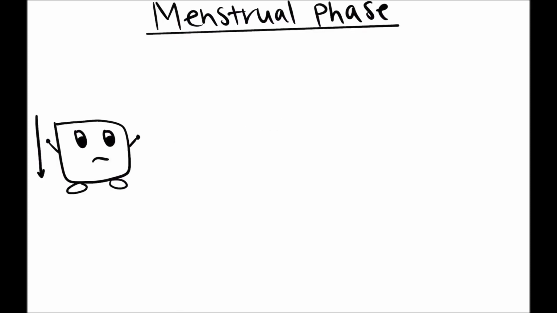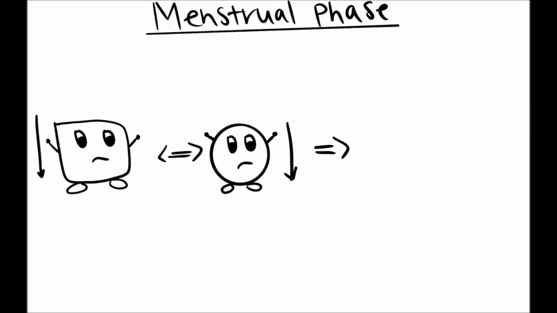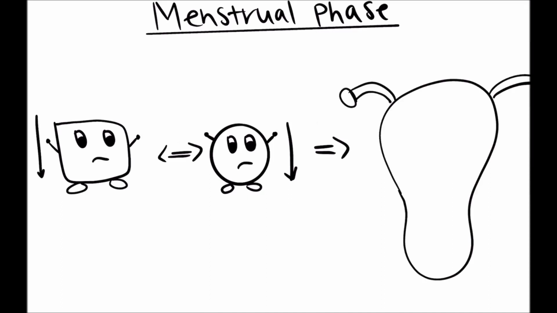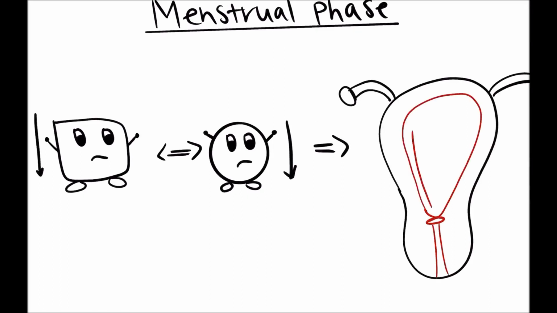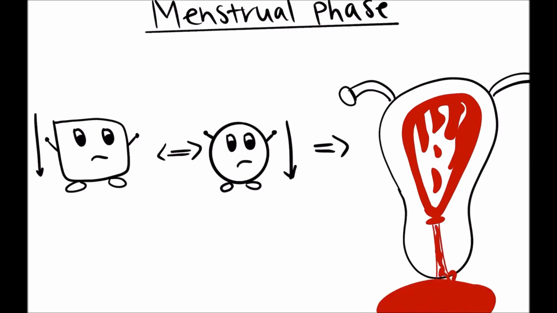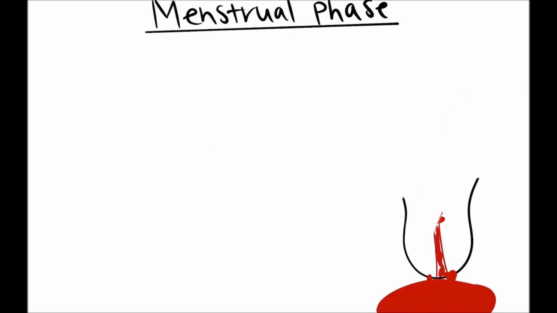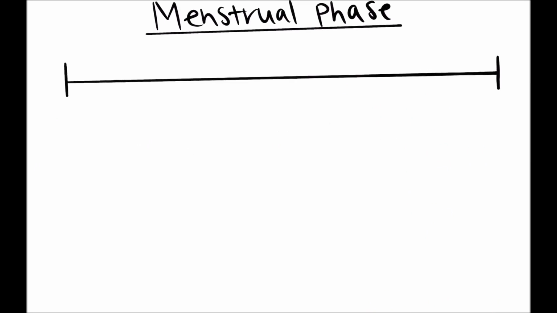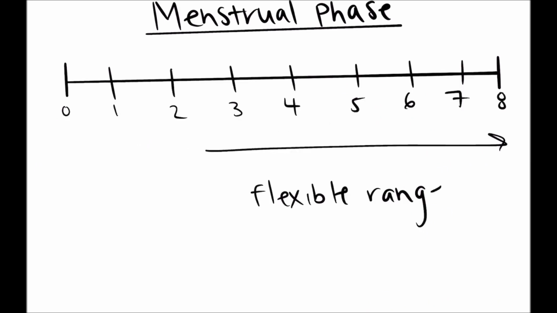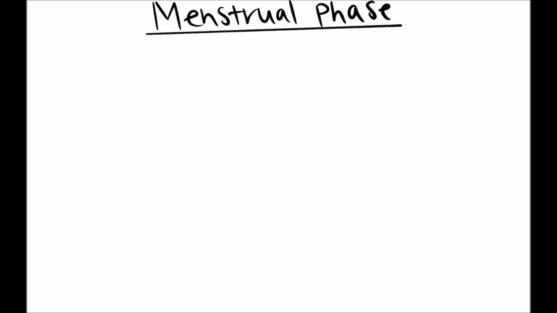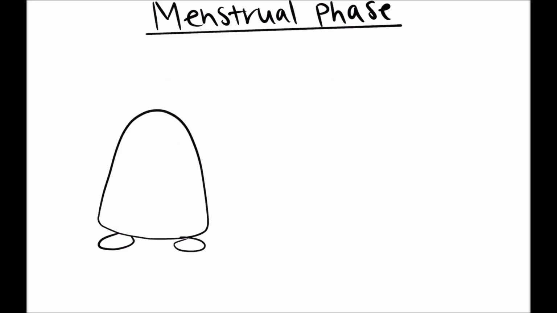Low levels of progesterone and estrogen cause the uterine lining to break down, which is part of what comes out in the blood during your period. This phase lasts 3 to 7 days, depending on you as an individual. Throughout the menstrual phase, the body is also preparing to begin the cycle all over again.